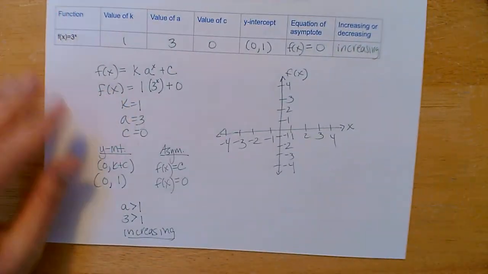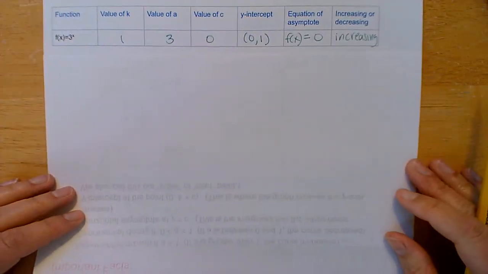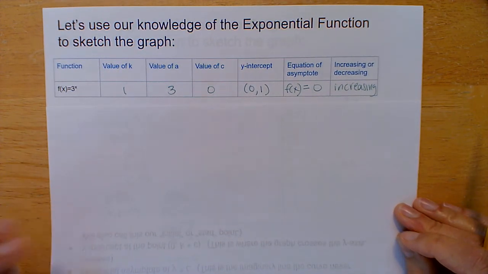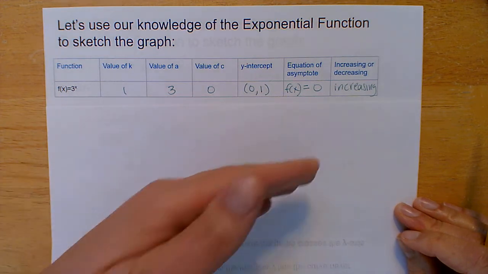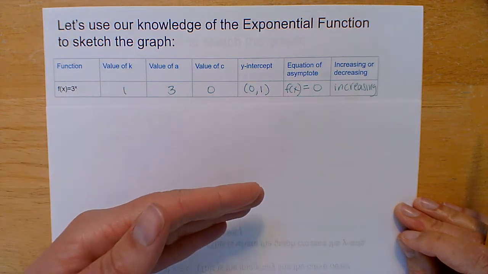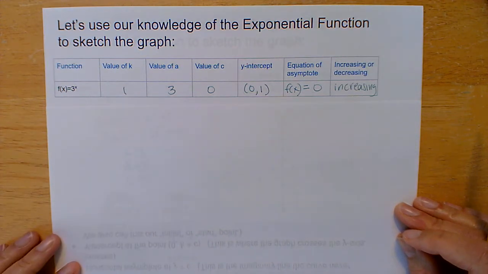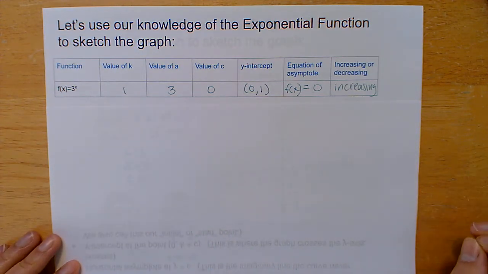Okay, we are going to be graphing. So we are going to be using our knowledge of the exponential function to sketch the graph. So sketching just means we're going to put down the information that we have into a graph form and then sketch it. It's not going to be perfectly precise with all the points on there. It is going to be a sketch.